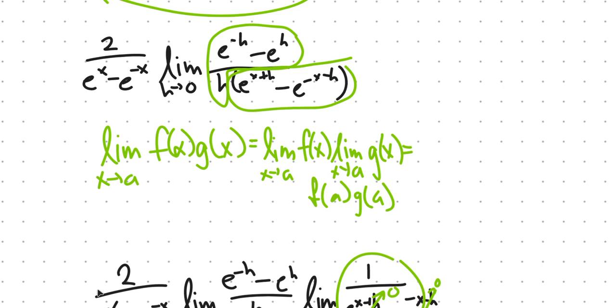It states that the limit as x approaches a of f of x times g of x is equal to the limit as x approaches a of f of x times the limit as x approaches a of g of x, which is also equal to f of a times g of a.